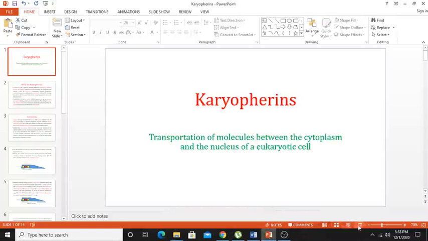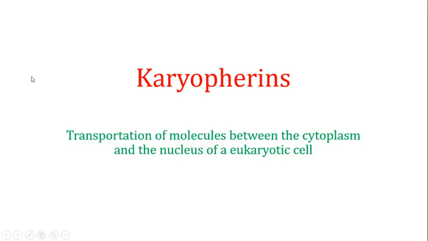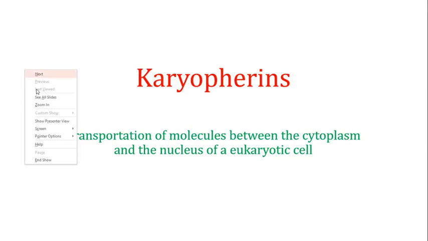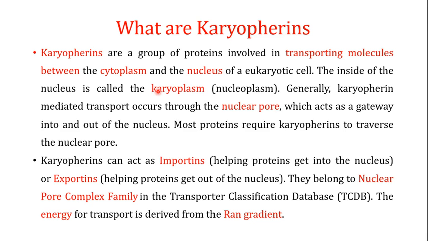Welcome back to this next video, and in this video we are going to talk about a special class of proteins which are known as the Karyopherins. Now the first thing is, what are Karyopherins? Karyopherins are a group of proteins which are involved in transporting molecules between the cytoplasm and the nucleus of a eukaryotic cell.